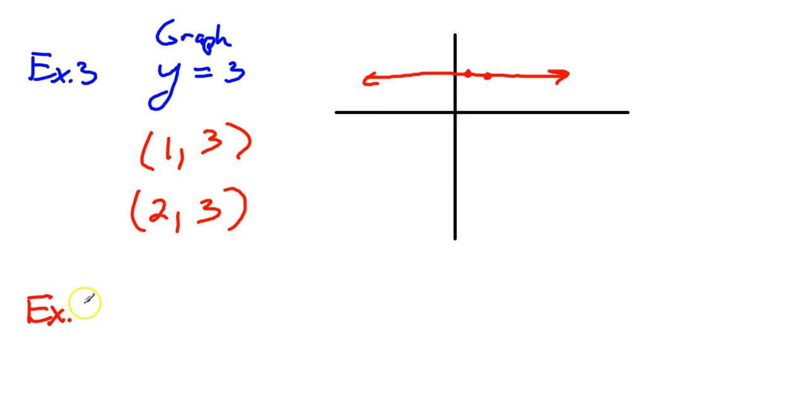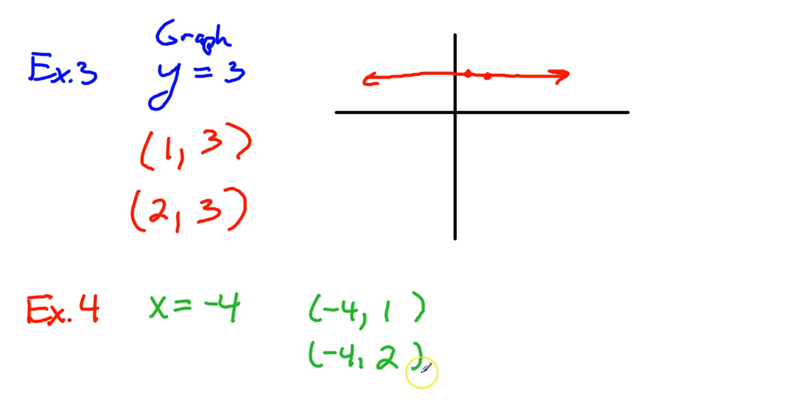And real quick, let's do this one. If it was x equals, same thing, right? Give me any 2 points you want. The x value has to be negative 4. You pick any number you want for the y values. 1, 2. So go to negative 4, 1, negative 4, 2. Connect your dots, and you've got the graph line.